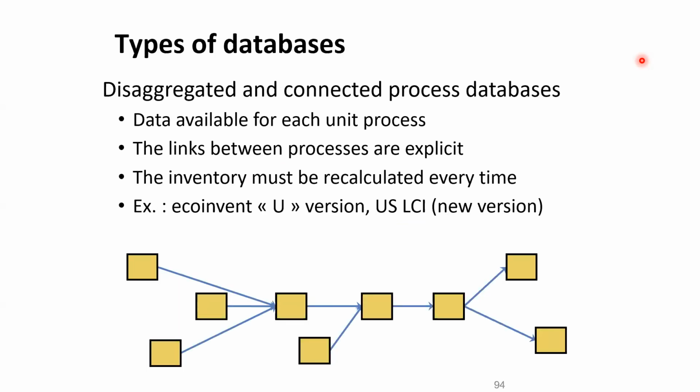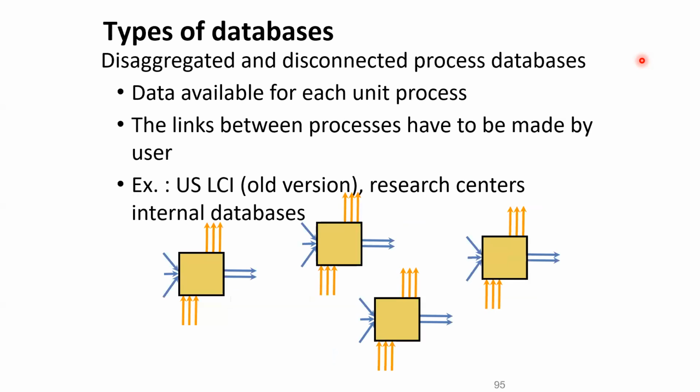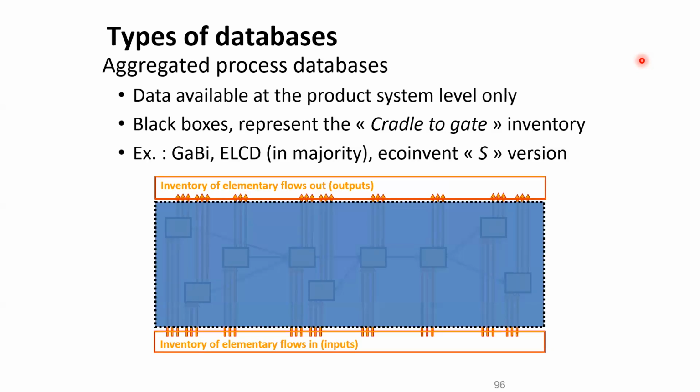Some are disaggregated or connected process databases. Disaggregated means data available for each unit process. It's actually better if you want to do a more detailed LCA and even some research related to LCA. But mostly data available is for each unit process, as I said. And then aggregated is basically data available for the entire product system. So a black box represents a cradle-to-gate inventory. In that case, for the entire process you have the data, but you don't have the data for individual unit processes within that process, as you can see over here.